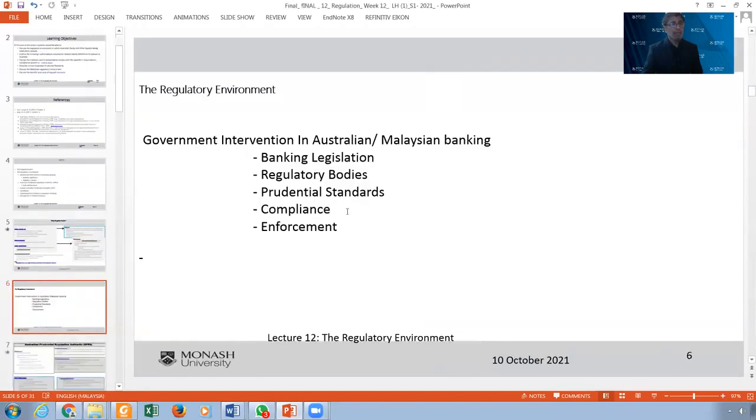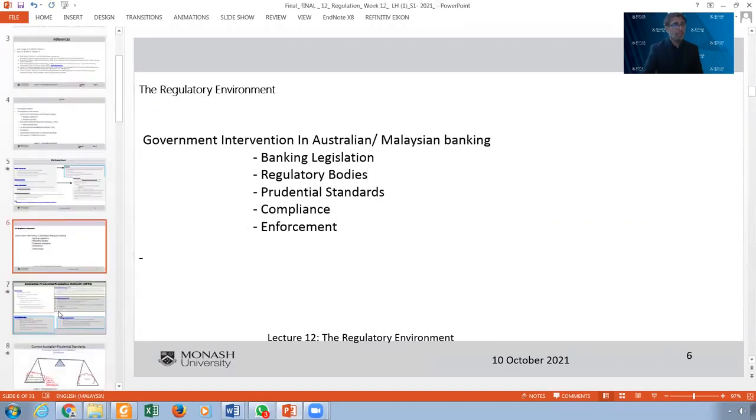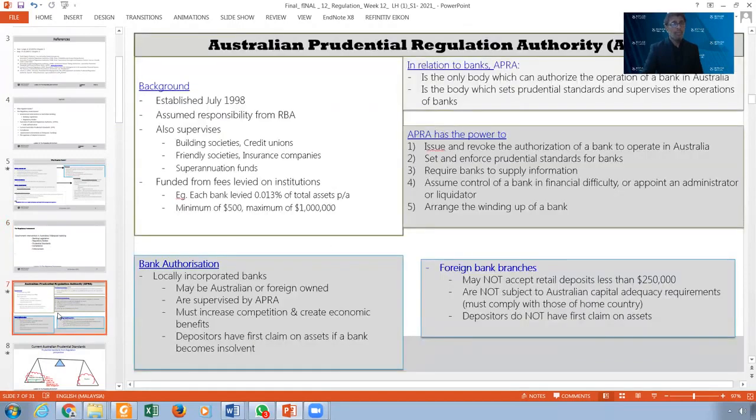Now, again, this is, as I told you, the government intervention. Australian banks, and I was also talking about Malaysian banks, you can look at it, but it is about bank legislation, regulatory bodies, prudential standards, compliance, and enforcement. Now, this is a process in any country. Now, let's talk about Australia.